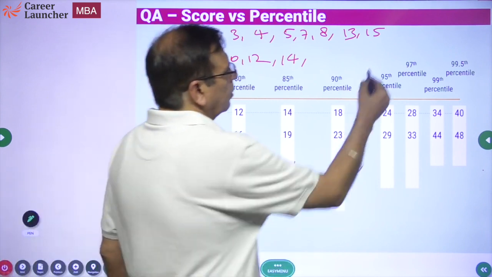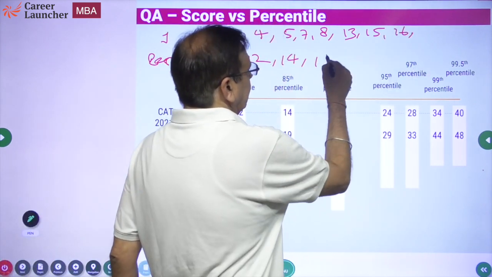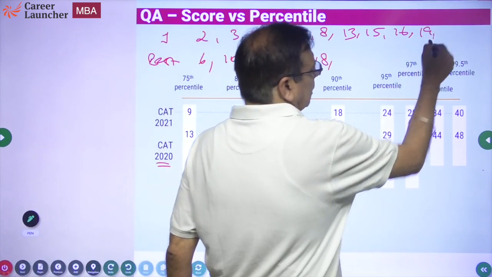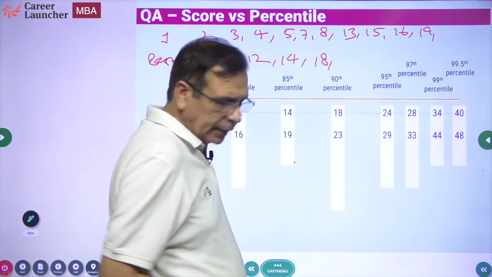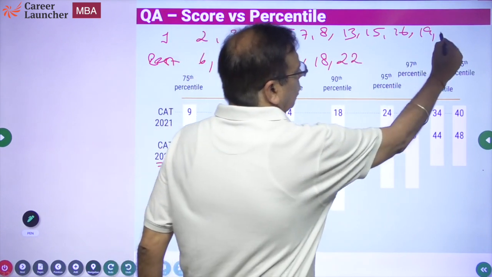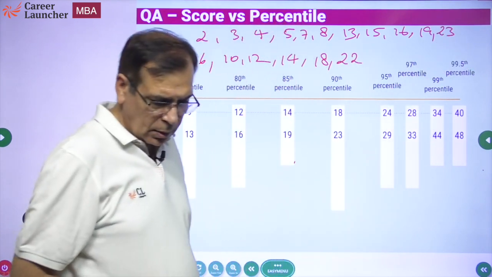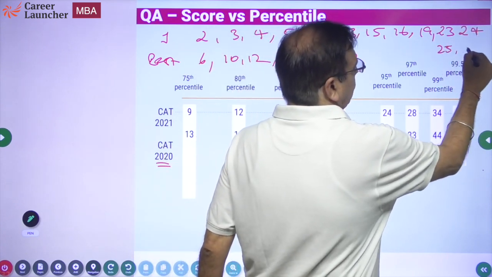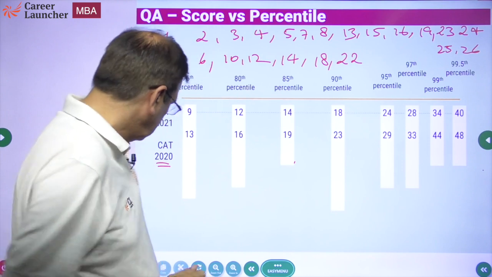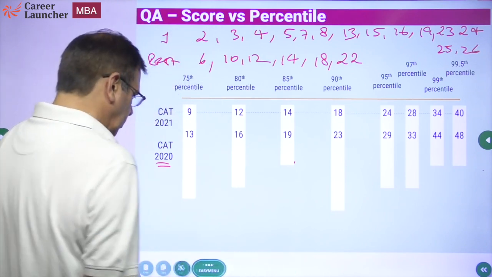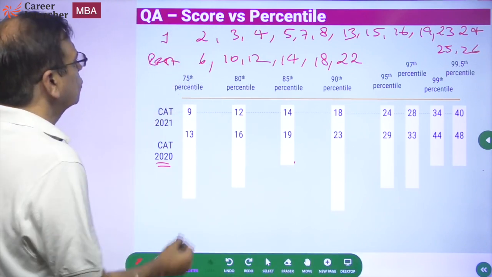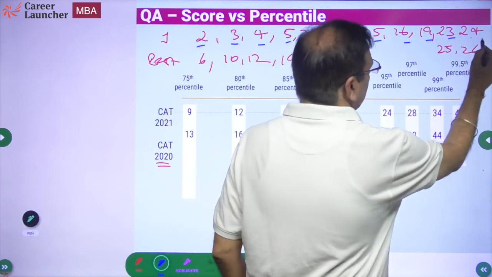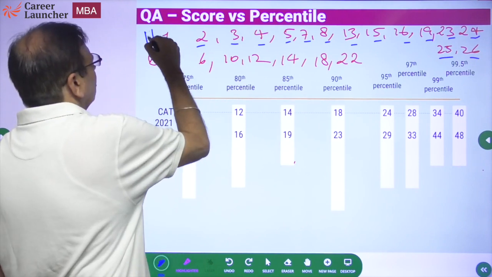Okay. 16 also comes here. 18 comes here. 19 goes on top again. Okay. 22. 23. 24. 25. 26. How many jugaad questions do we have? 1, 2, 3, 4, 5, 6, 7, 8, 9, 10, 11, 12, 13, 14. There are 14 questions out here.